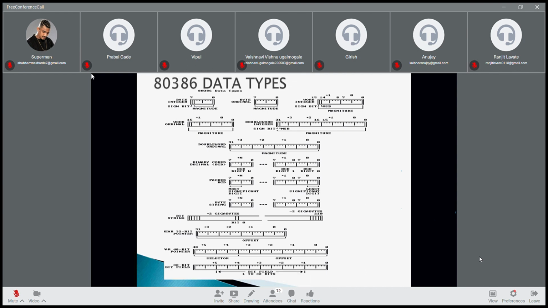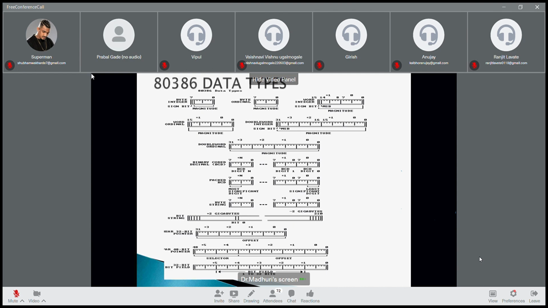Next is the string data type. A string data type is a continuous sequence of bytes, words or double words, and you define the string according to your application, according to the user: 1 byte, 2 byte, 3 byte, 4 byte, etc. The string data type I have already finished.